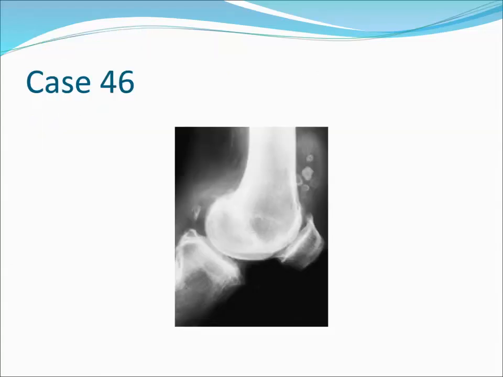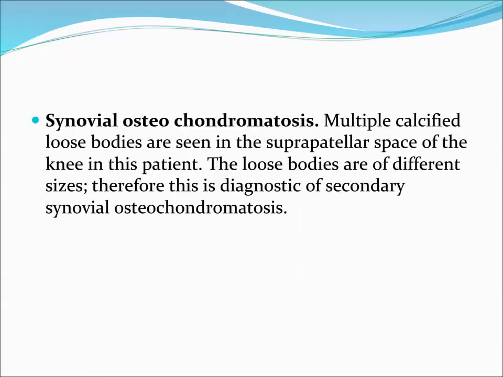Synovial osteochondromatosis. Multiple calcified loose bodies are seen in the suprapatellar space of the knee in this patient. The loose bodies are of different sizes. Therefore, this is diagnostic of secondary synovial osteochondromatosis.